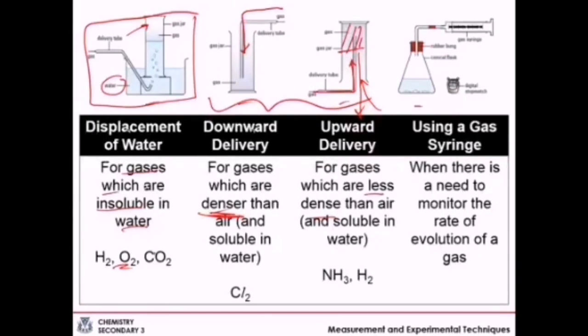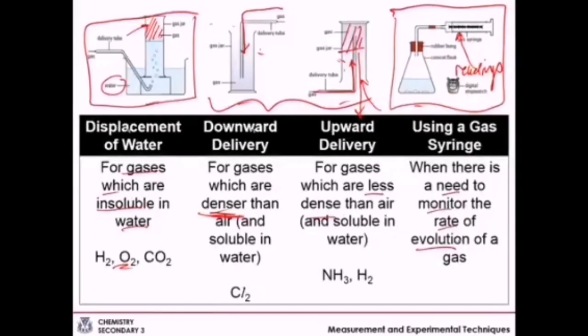The last one is using a gas syringe when there is a need to monitor the rate of evolution of gas. Then we use this method. Watch this picture and try to learn when we use displacement of water, downward delivery, upward delivery, and a gas syringe. I hope you have learned the delivery tube positions for each method.